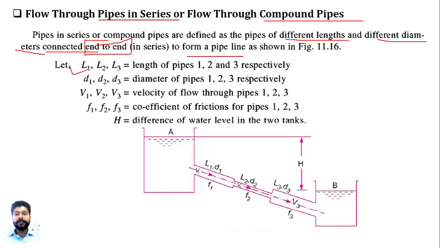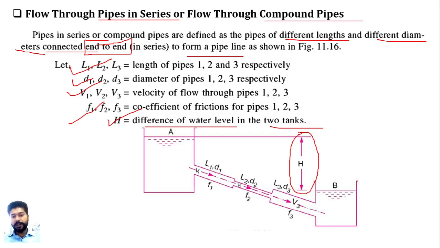So in this figure, we have L1, L2 and L3, which are the lengths of pipes 1, 2 and 3 respectively. Likewise, diameters D1, D2 and D3 are the diameters of the respective pipelines, whereas the velocities are V1, V2 and V3, the coefficients of friction are F1, F2 and F3, and H is the difference of water level in the two tanks shown over here. That is the difference of water level in these two reservoirs. Whenever the pipes are connected in this form, this type of pipeline is called pipes in series or compound pipes.